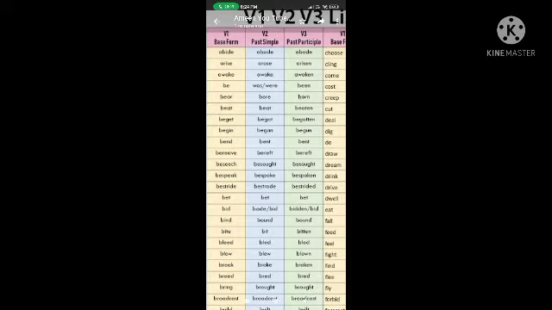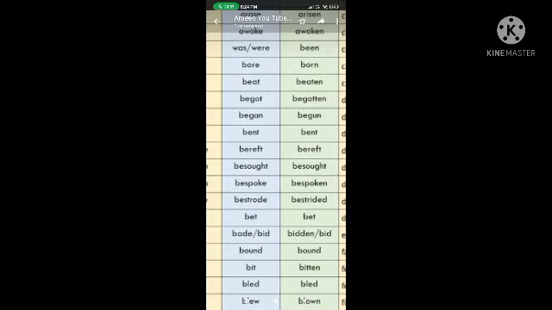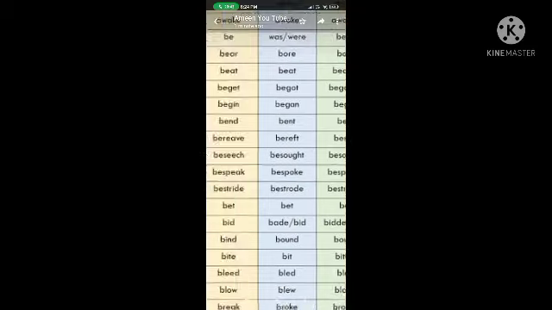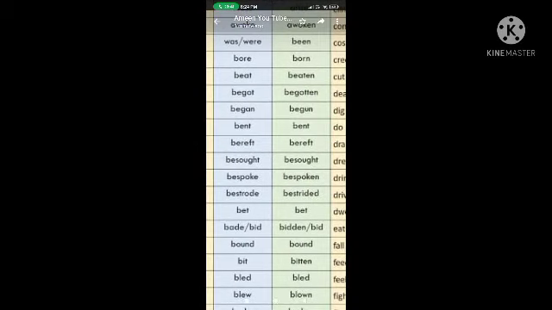Now the sentence structure of the present perfect tense is, as I told you, subject plus has or have plus V3 form. The V3 forms are there with you, right? Now make some sentences. I will give you the clue.